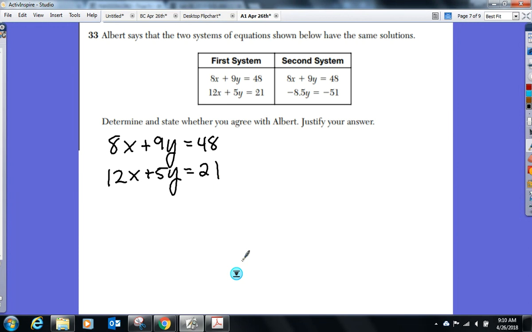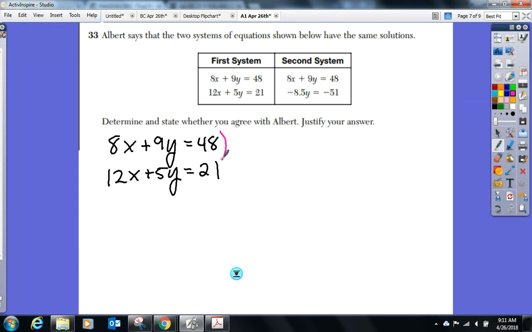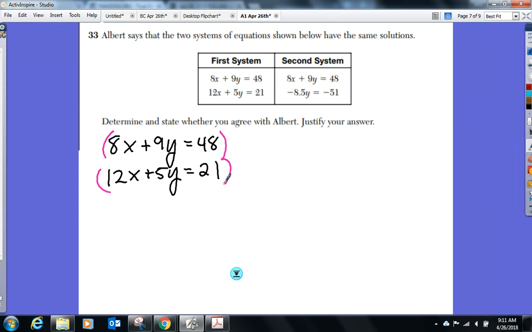Is there a number you can multiply, a whole number? I don't want to deal with fractions. Is there a number you can multiply by 8 that'll get rid of the 12? Shoot. Is there a number you can multiply by the 9 that'll get rid of the 5? Yes, no? No, so we're kind of stuck. If that's the case, do you guys remember multiplying both of them by a different number so either the x's or the y's cancel out?